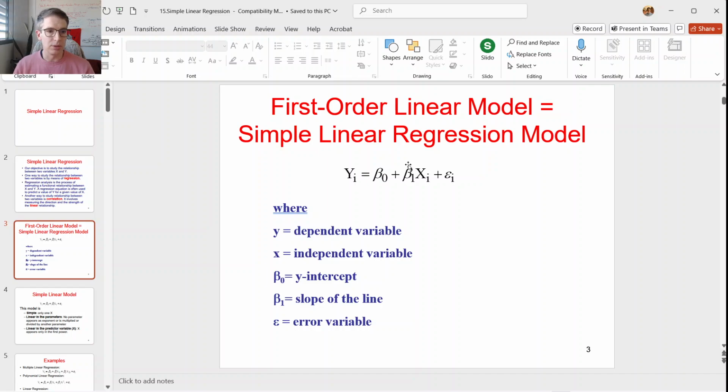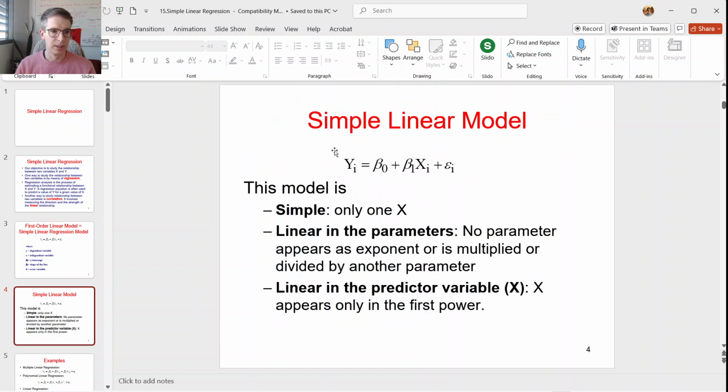Here, this beta 1 is what we're trying to figure out. That's the slope of our line, and then x is just whatever inputs we're putting in to calculate this eventual y. We add those together, and the last part is the error variable. That's the average error associated with our prediction. We want to add that in to know just how far off we are with any one prediction. So again, this is the simple linear model.